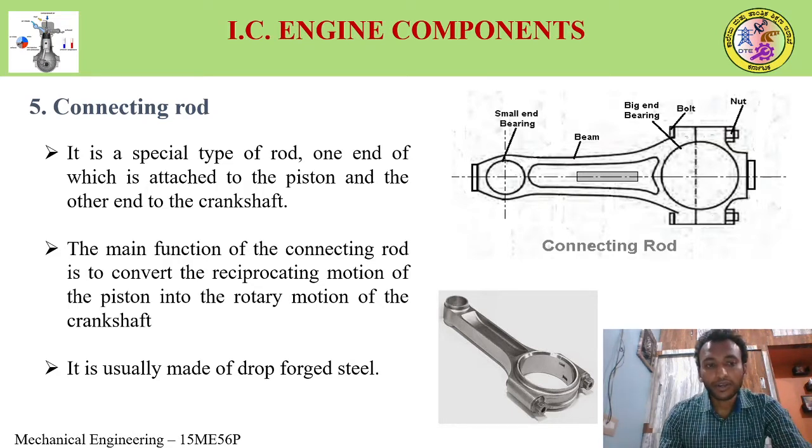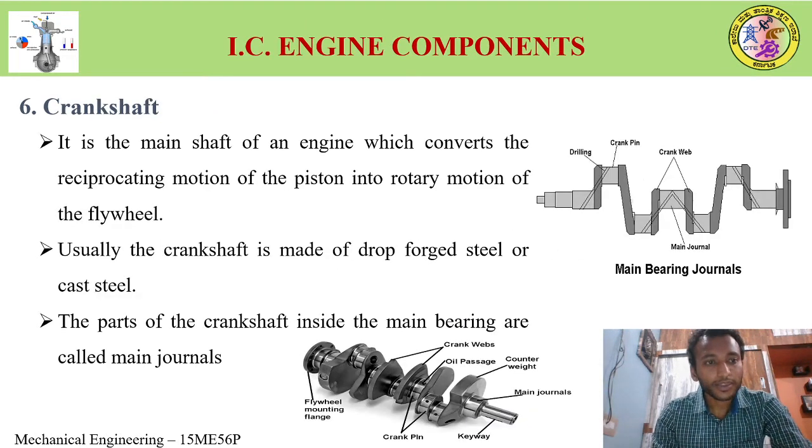The reciprocating motion of the piston will be converted into rotary motion of the crankshaft with the help of this connecting rod. So it is usually made up of drop forged steel.